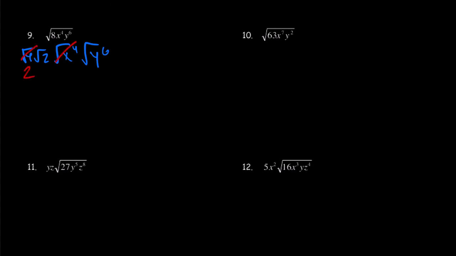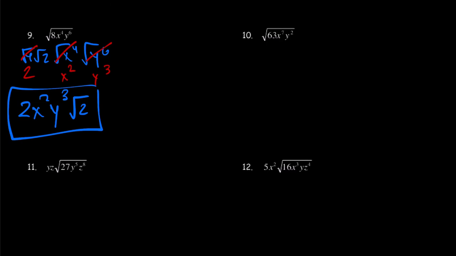Square root of x to the 4th is x squared. Square root y to the 6th is y cubed. So everything in red is outside of the radical. What I haven't touched yet was this, and you can't do anything more with that. So outside the radical, I'll have 2, x squared, y cubed, and then underneath the radical, I have that square root 2. So let's just write that down. 2x squared y cubed square root 2.